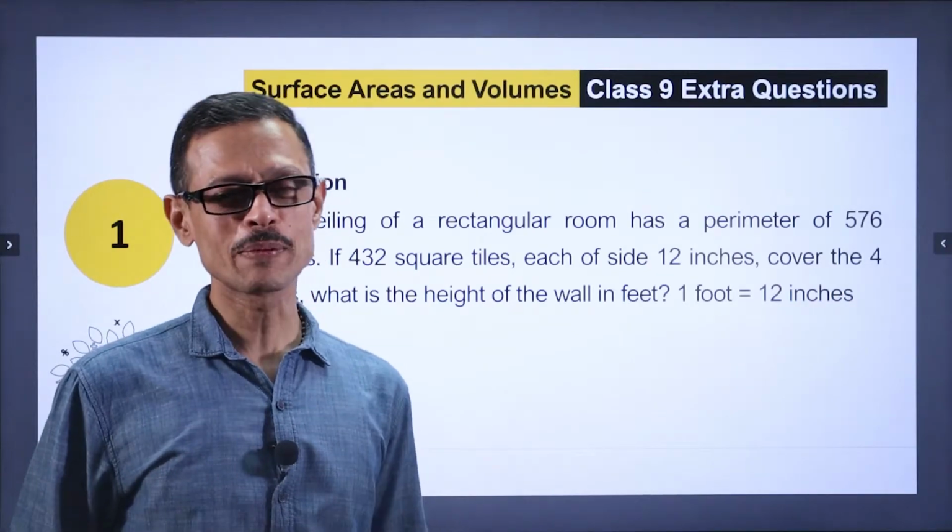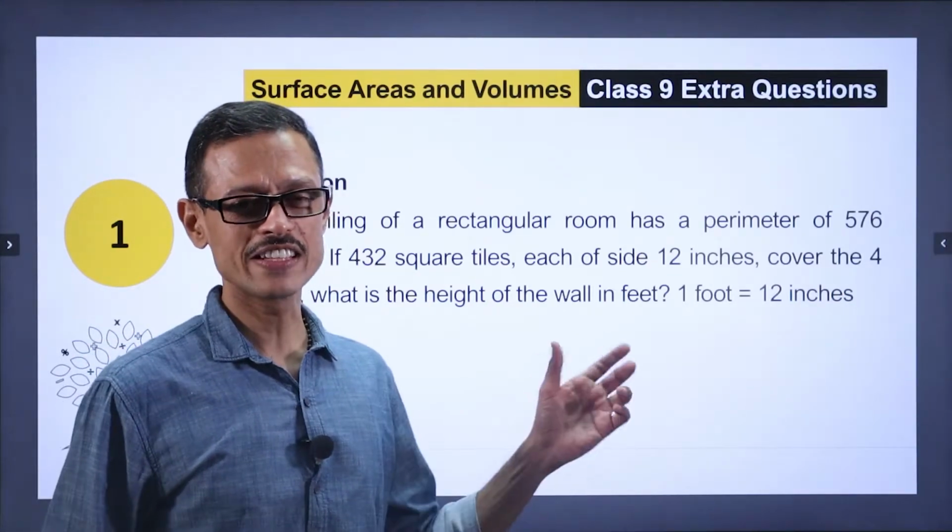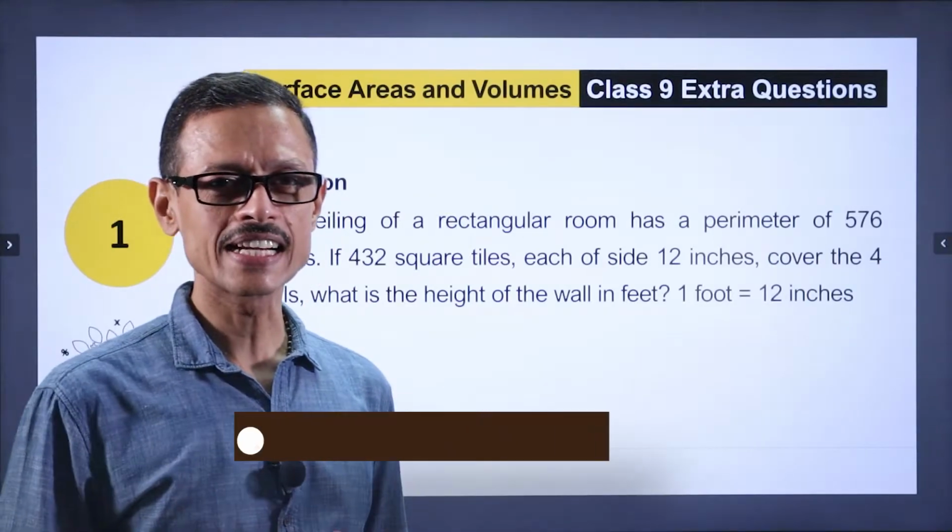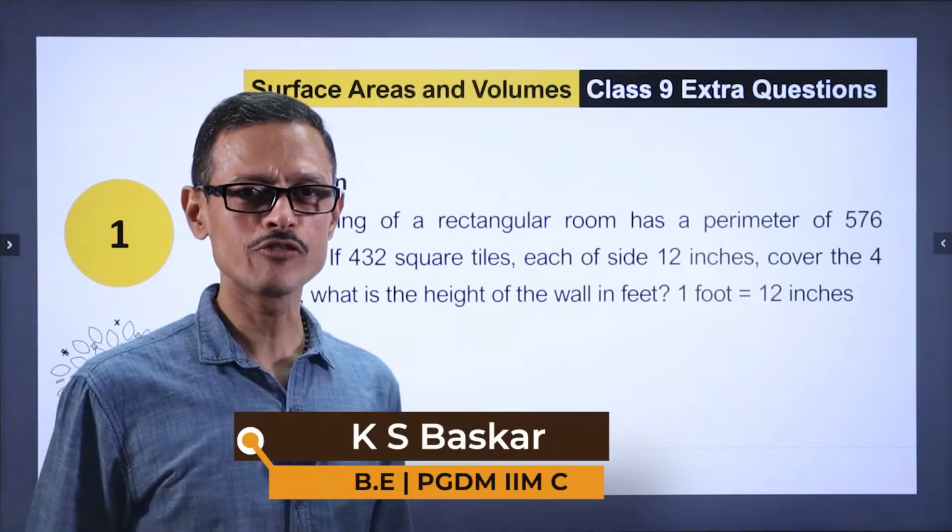CBSE Class 9 Math Extra Practice question. This is from the chapter Surface Areas and Volumes. The concept that we are going to be looking at is basically lateral surface area of cuboids.